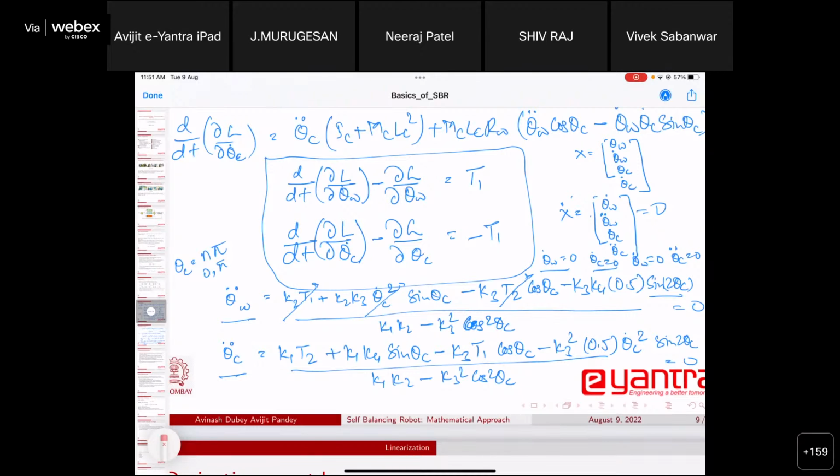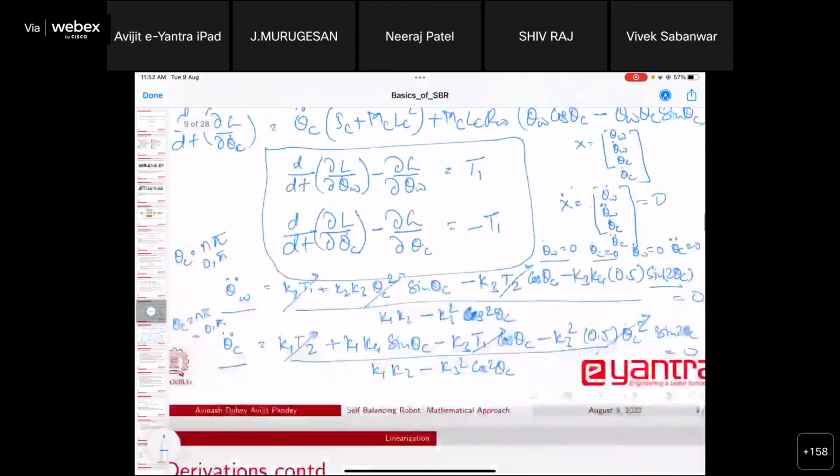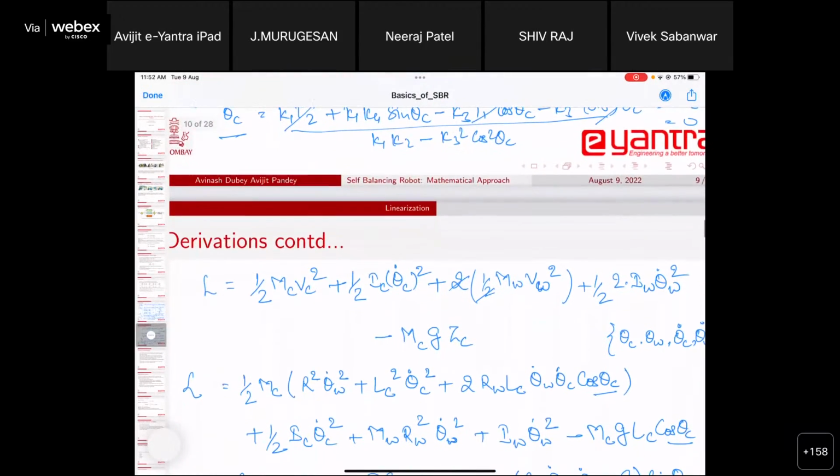Similarly, if I put theta C double dot equals 0, again T2 is 0, T1 is 0, and theta C double dot equals 0. So K1 K4 sine theta C again depends on theta C. That means theta C equals n pi is the equilibrium point for making theta C double dot also equal to 0. So my condition for theta C is 0 and pi. So what is my equilibrium point now? Delete something.